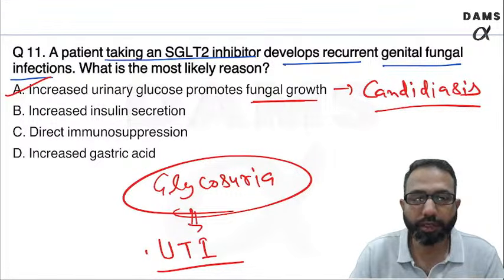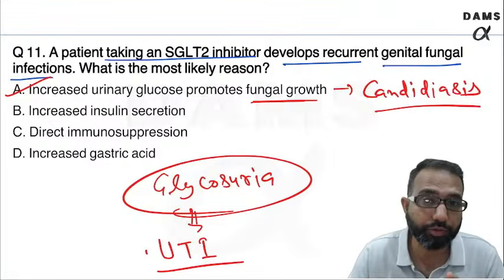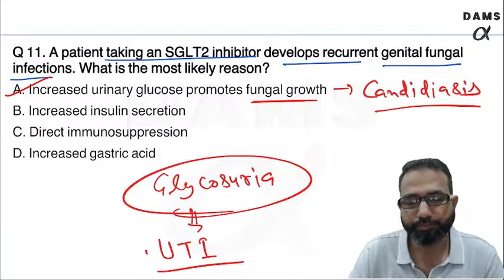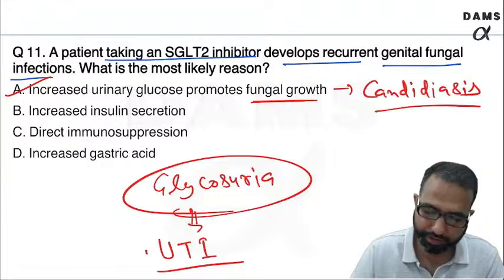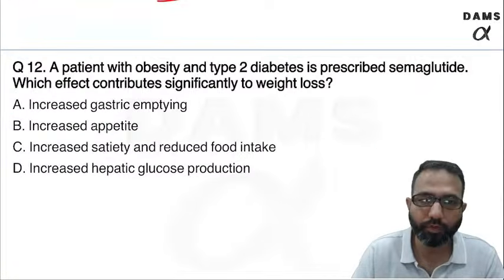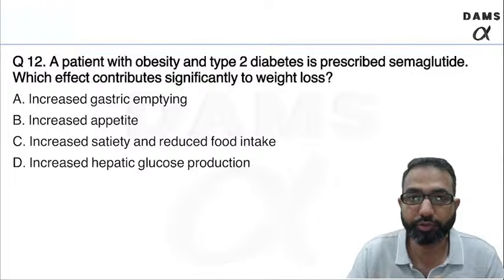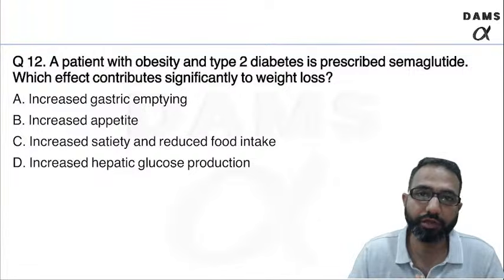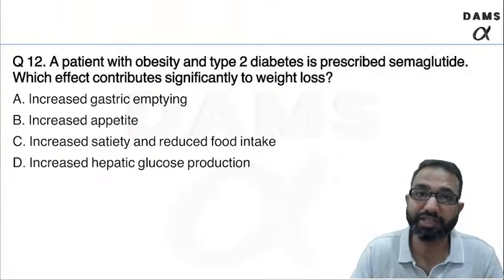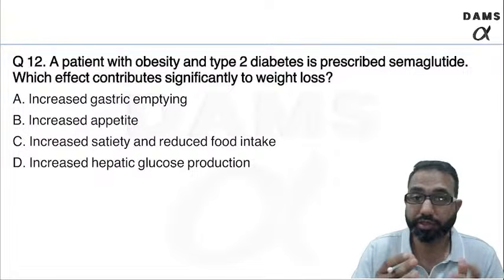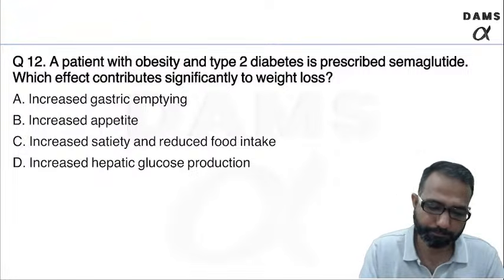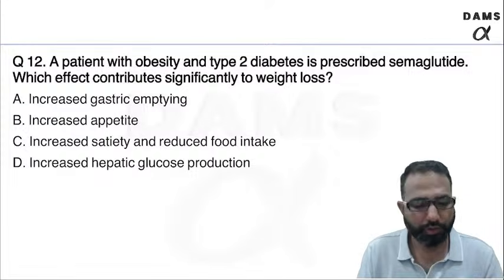One more important side effect of SGLT2 inhibitor is ketoacidosis. Other than candidiasis, ketoacidosis risk is there. And SGLT2 inhibitors are used for metabolically associated steatohepatitis, or you can say the fatty liver. So these drugs are used in fatty liver. Okay, so let's see the next question.